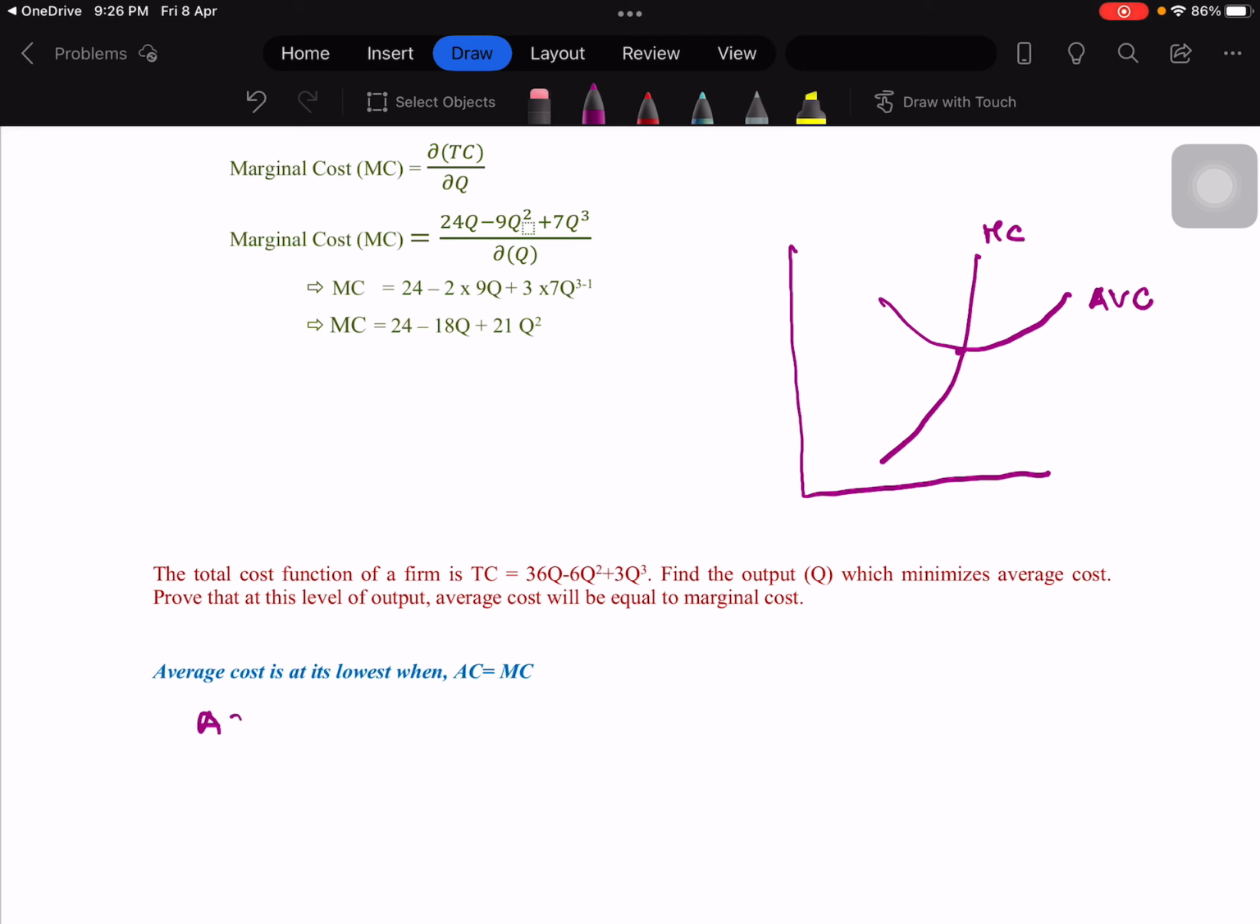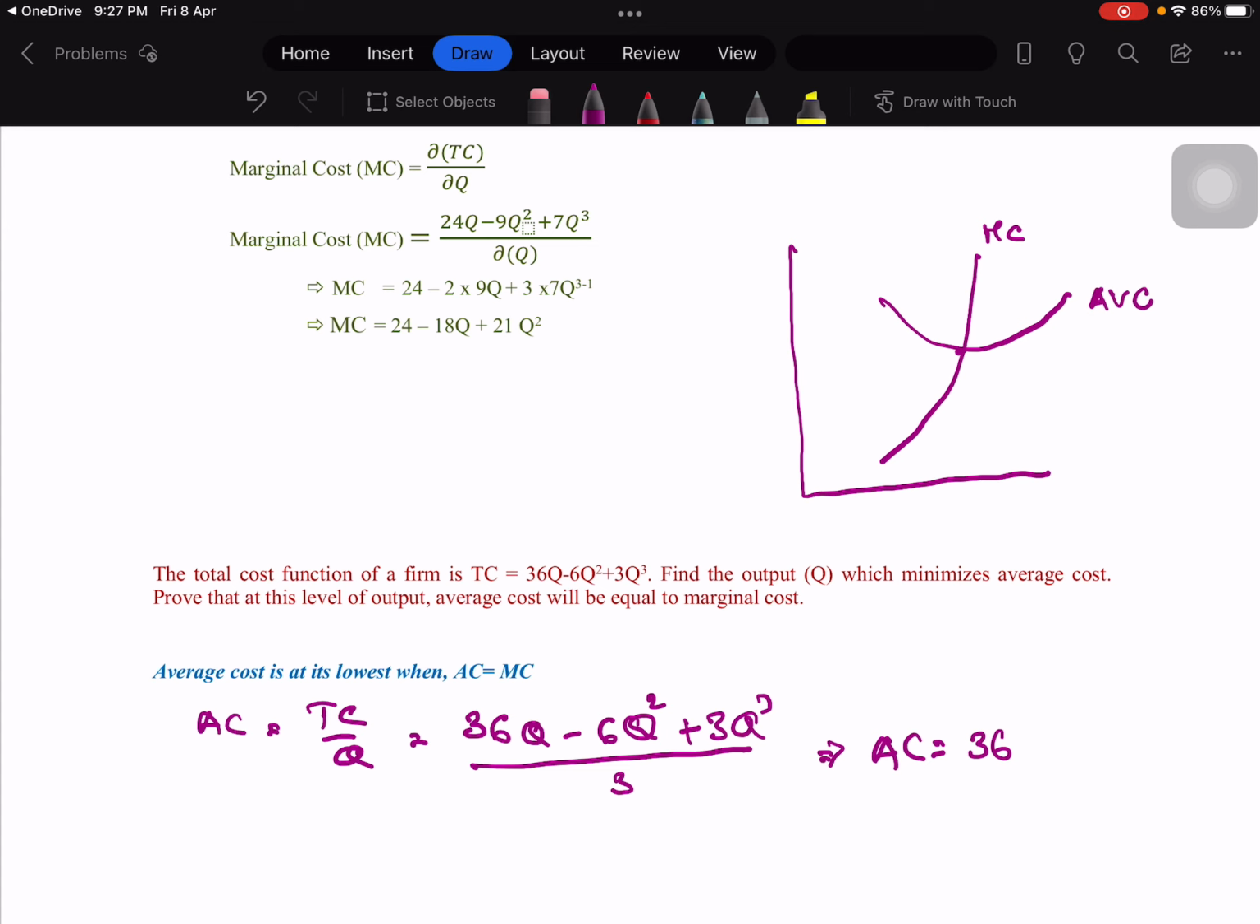So let's do it. How do you get average cost? Average cost is equal to TC by Q. In the first problem today we have done it. That is equal to 36Q minus 6Q square plus 3Q cube whole by Q. So AC is equal to 36 minus 6Q plus 3Q square. The power of Q reduces by 1.